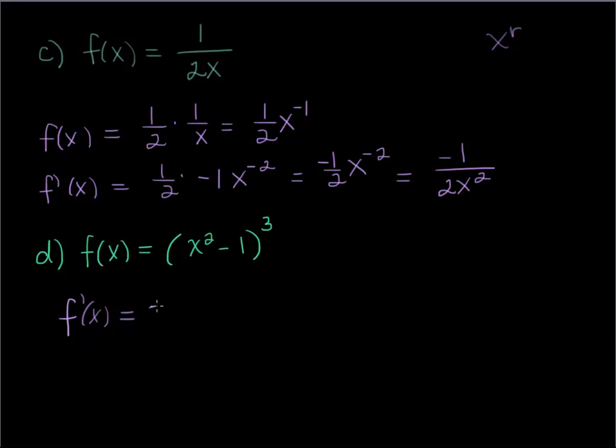I'm going to bring the 3 down, right? So my general power rule says to bring the 3 down. I just leave the inside. That's what that g of x is. I take 1 away, and now I multiply by the derivative of the inside. This is the general power rule. Later on we're going to see it's something called the chain rule.